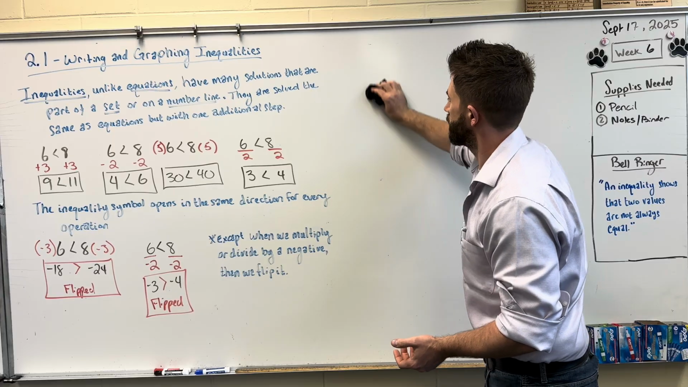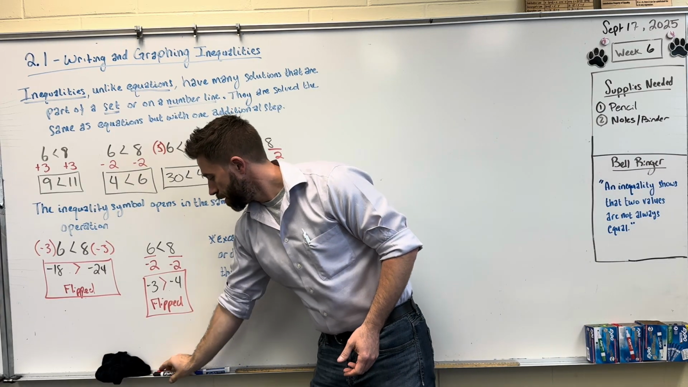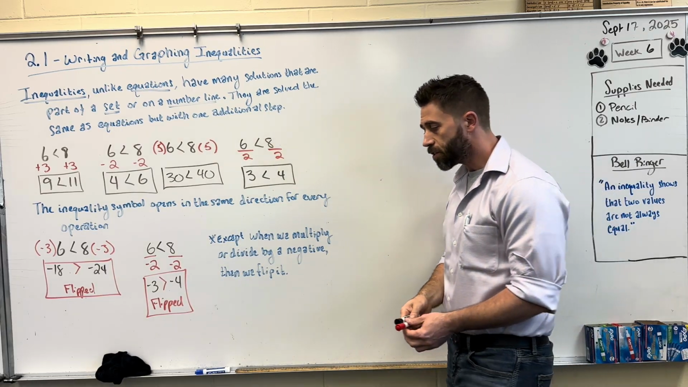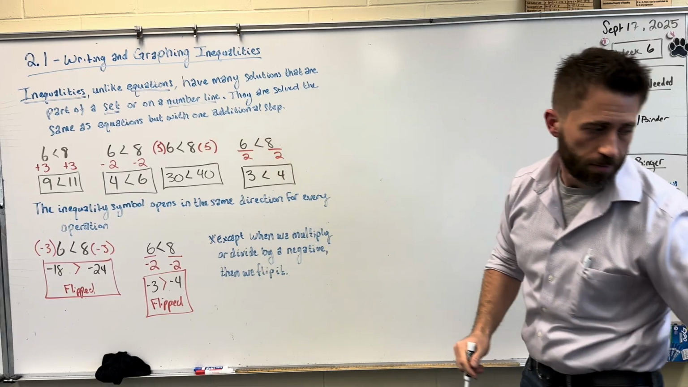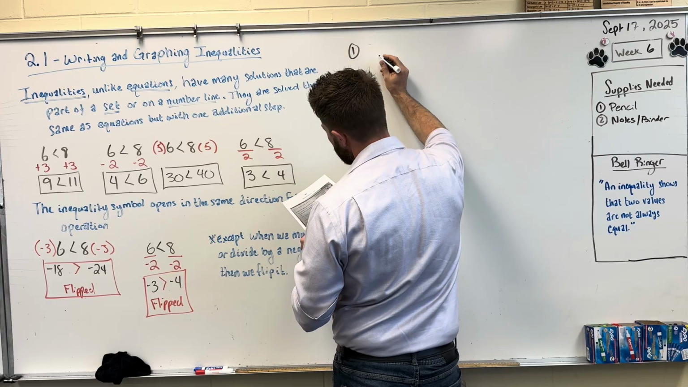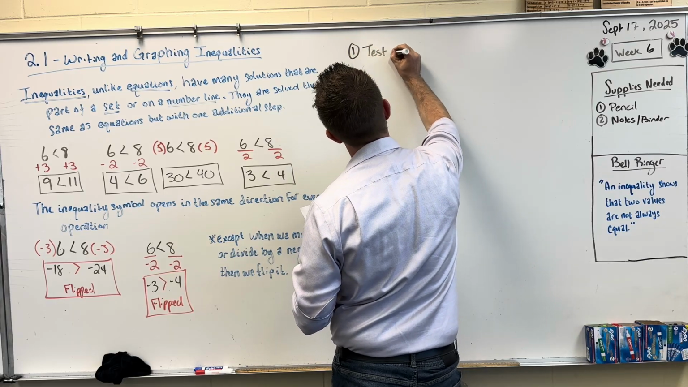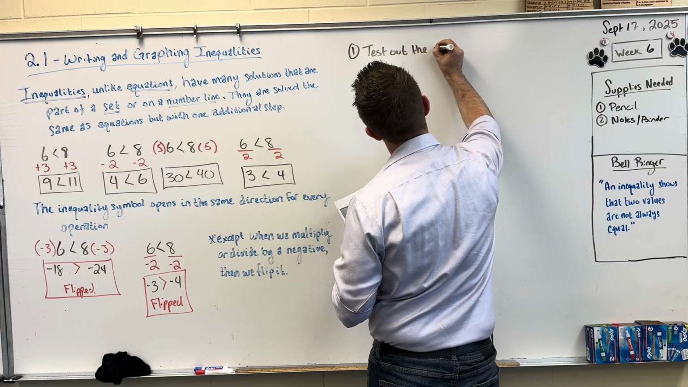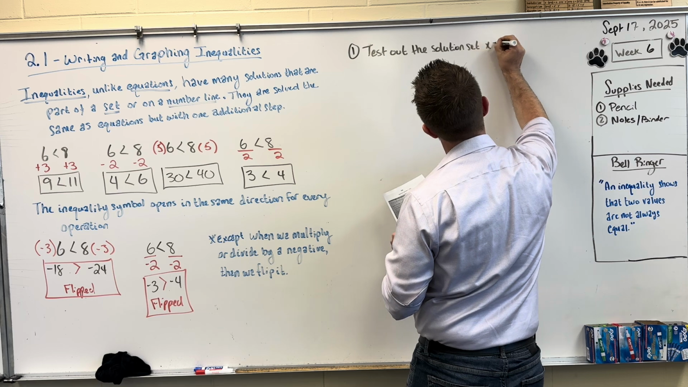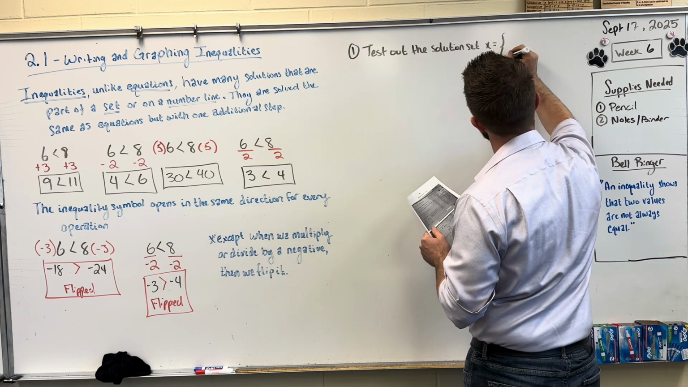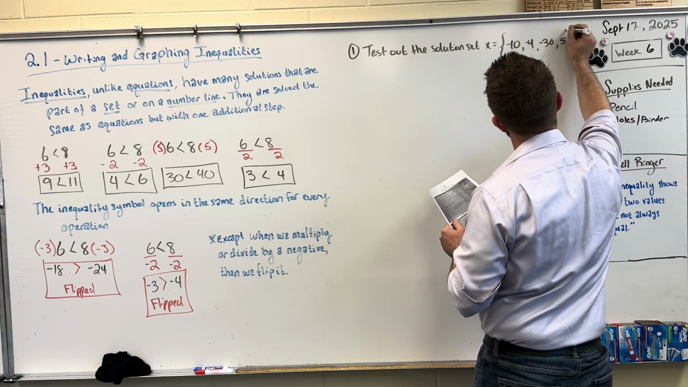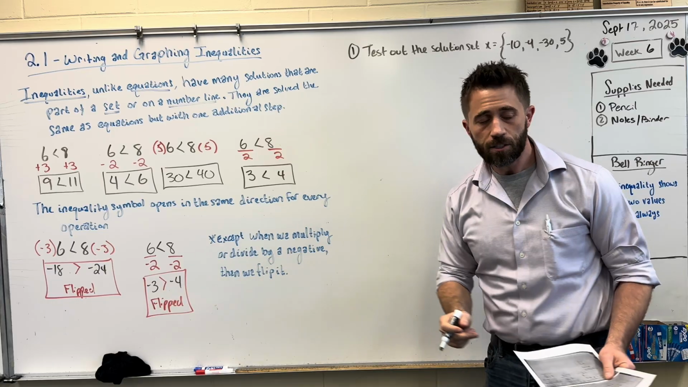So let's move on with some examples of what we're going to be doing in the first section. So we said that there are multiple solutions that are part of a set or on a number line. So let's go ahead and we're going to try testing out some solutions. So for number 1, we have a solution set right there.